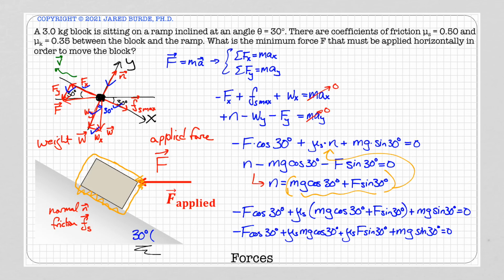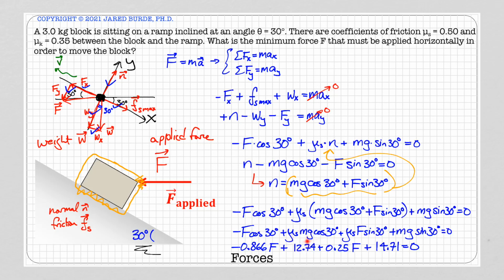I know that mu s, the coefficient of static friction, is given as 0.5. m is given as well, that's 3 kilograms. g is 9.8. And sine of 30 degrees, cosine of 30 degrees comes out of your calculator. So we can simplify all these. The only unknown is F.